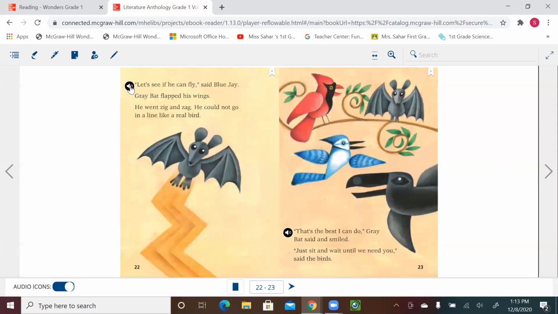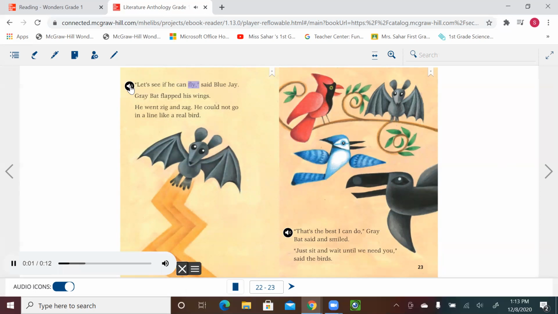Turn the page. "Let's see if he can fly," said Blue Jay. Gray Bat flapped his wings. He went zig and zag. He could not go in a line like a real bird.